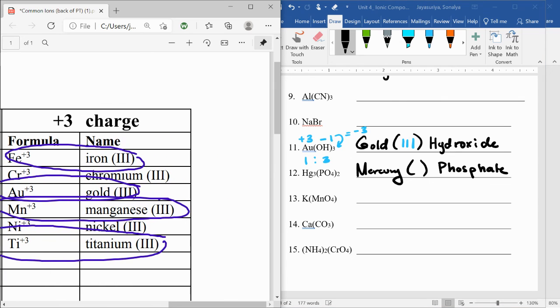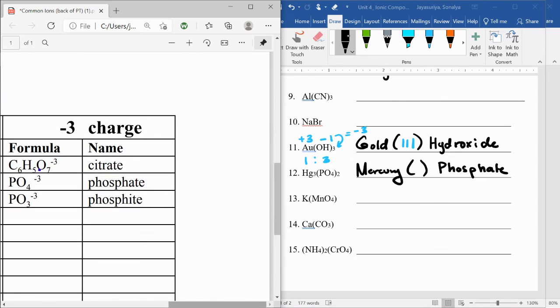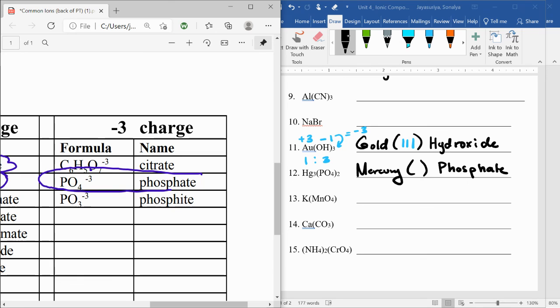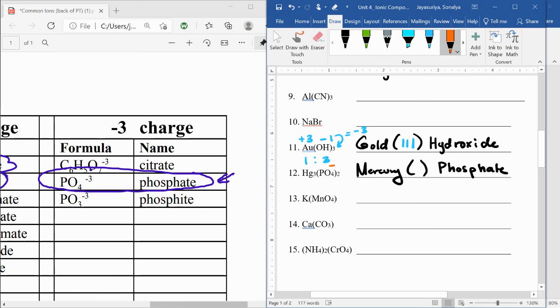Okay, now look at phosphate. Phosphate has a negative 3 charge. There it is right there. Phosphate has a negative 3 charge. Negative 3 times 2 gives me negative 6. So some number times 3 must give me a positive 6 because each phosphate is negative 3. Negative 3 times 2 gives me negative 6. X times 3 must equal plus 6.